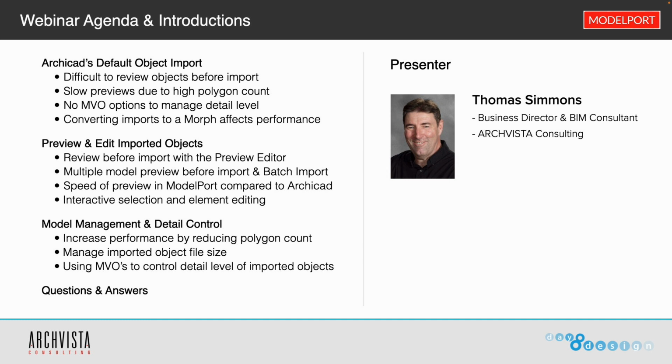We're going to look at how model view options can be used to manage detail level. With imported objects, you don't have model view options within those objects as parameters and options to manage the detail level. So we're going to look at how that can be done. And we're going to look at how you can use morphs within ArchiCAD with imported objects. But we're also going to look at how morphs can definitely affect performance too, because if you convert an object to a morph, it becomes clunky and can affect performance. So we'll look at that too.